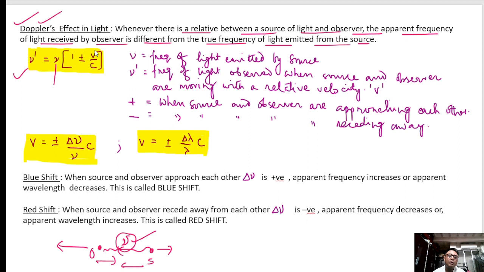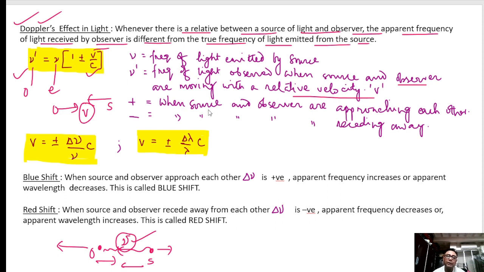V is the relative velocity between the observer and the source, and c is the velocity of light. This is the frequency of the light emitted, and this is the frequency of the light observed. V is the relative velocity between the observer and the source, and c is the velocity of light.